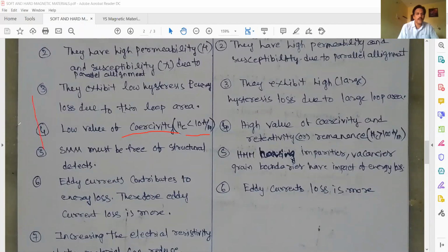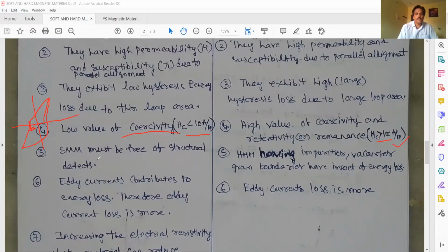If you draw a graph, this is the initial magnetization and this is the demagnetization. This is the field Hc, which is a very, very low value of coercivity. Hard magnetic materials have a high value of coercivity, retentivity or remanence. The high coercivity is always greater than 100 ampere per meter.